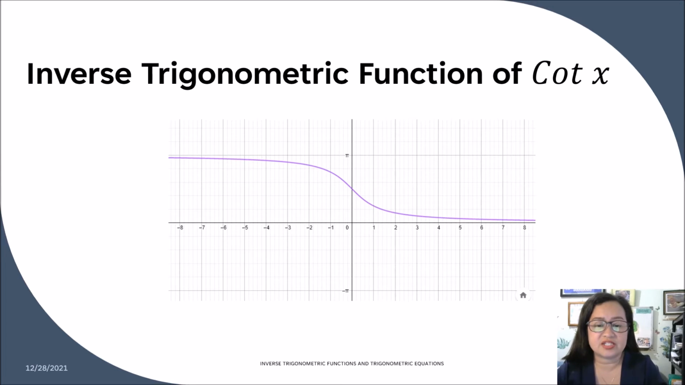Now graphing its inverse, we would have this curve. In this graph, we can see that the domain is the set of real numbers, or the interval from negative infinity to positive infinity. The range is the open interval from 0 to pi.